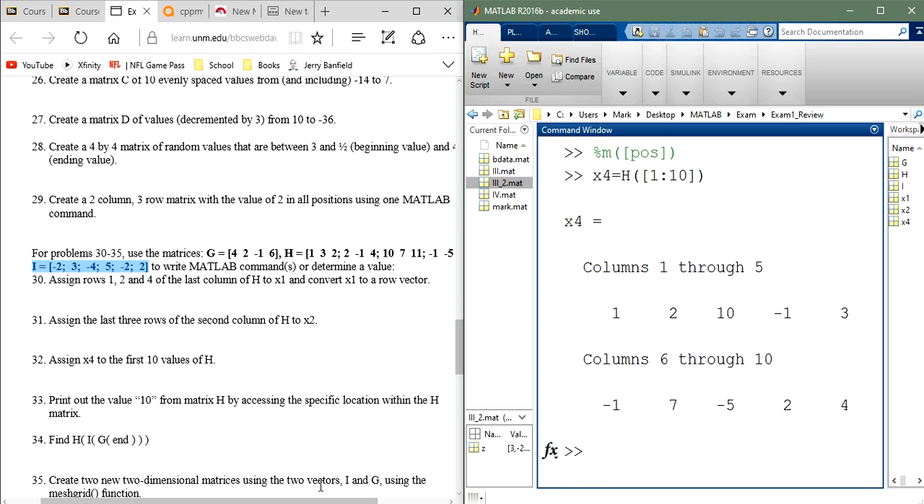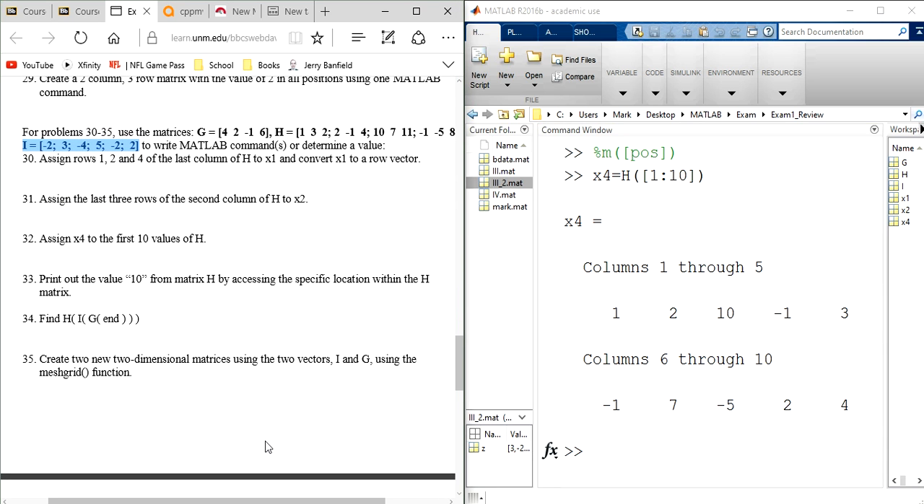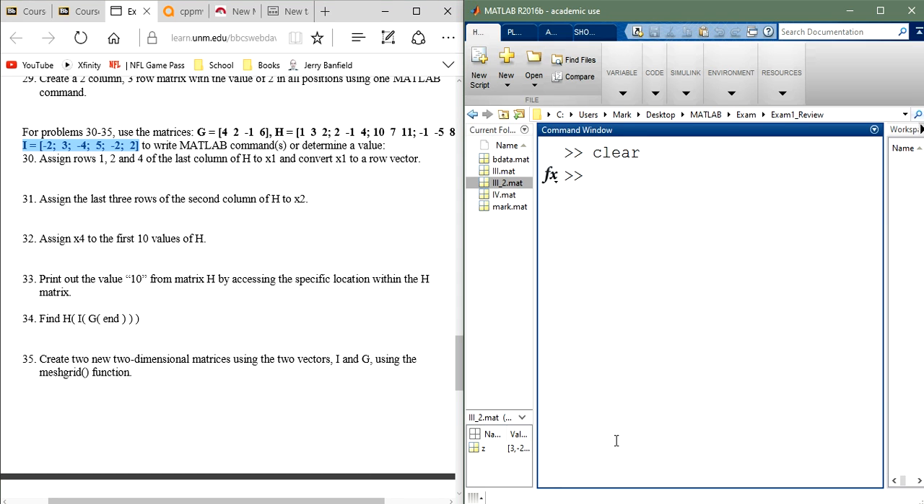Let's go on to 33. CLC. Clear. Shoot, I did not mean to clear that. Oh man. Load, what do I call it? 4. Alright. That's why I saved it as a map file, guys. It's default for me to CLC clear.